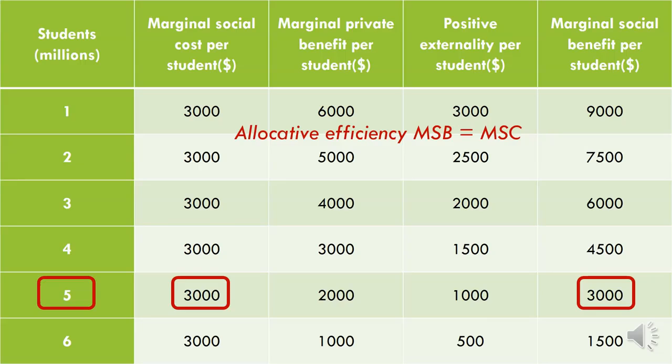As we can see, the socially efficient, or allocatively efficient, level of education is higher than the free market level of education, which is one of the justifications for government intervening in a private education market and providing subsidies for students to encourage greater enrollment, so that we get to the allocatively efficient level of enrollment, the optimal level of enrollment, the optimal amount of education.